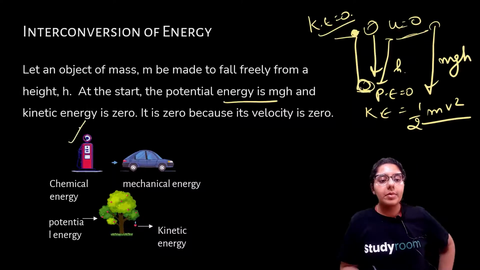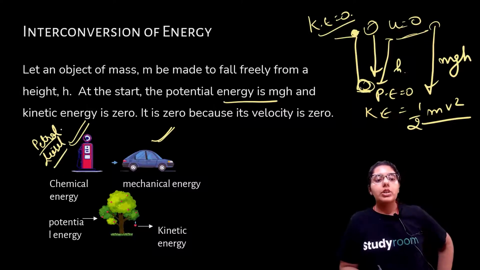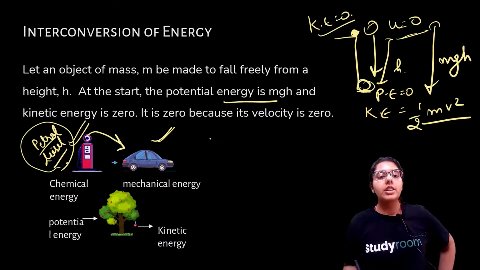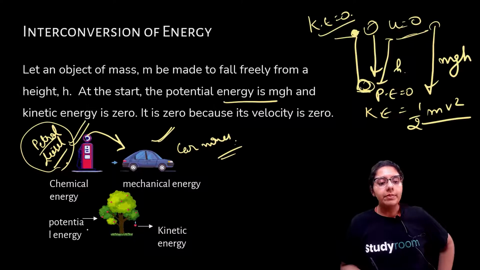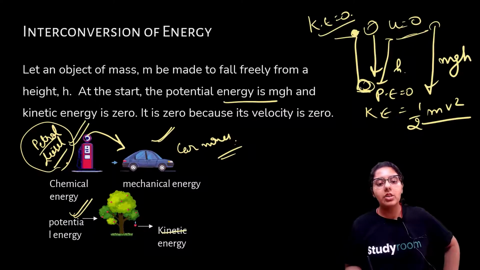Just like here chemical energy is transformed into mechanical energy. Petrol, diesel, these are chemicals. So they produce chemical energy, and this is converted into mechanical energy and your car moves. Okay, in the tree, potential energy, stored energy, kinetic energy when the apple fell, right? That is your kinetic energy.